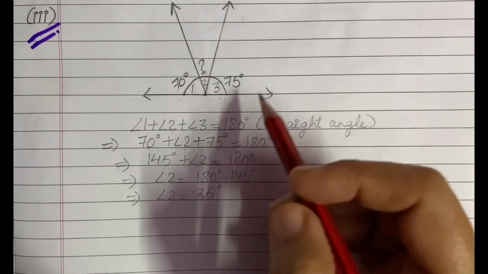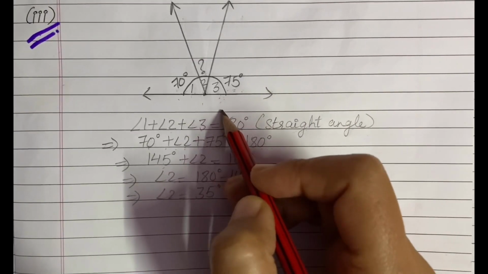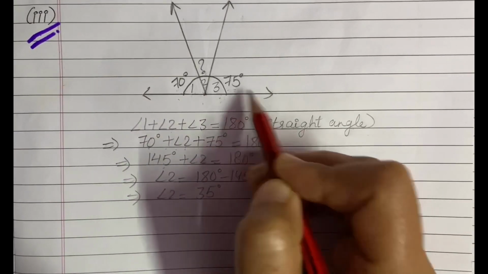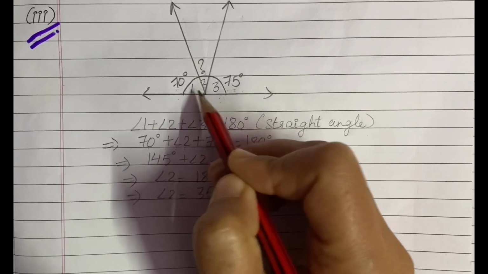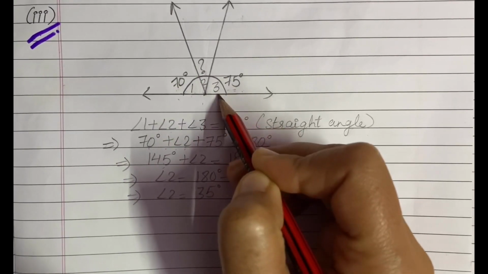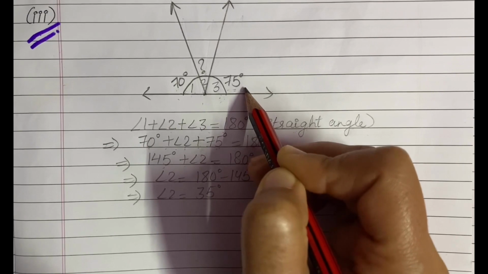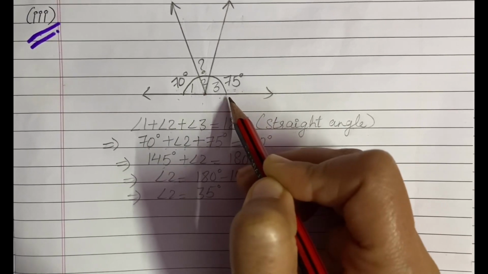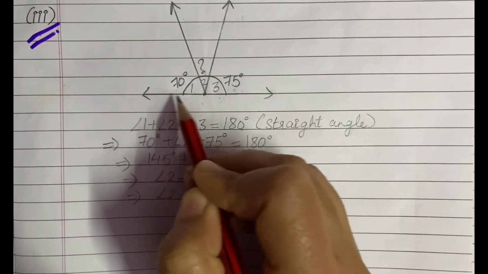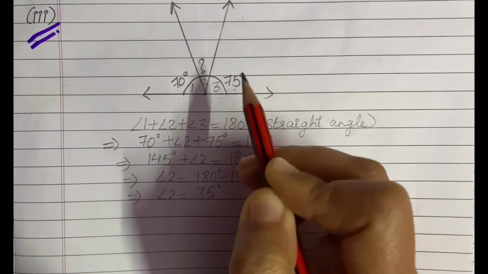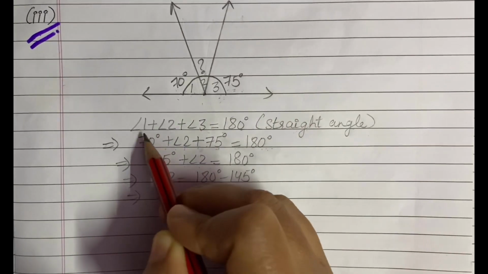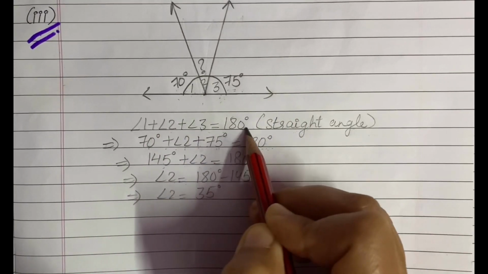Next is third part. Now students, here in this diagram you will see, on a straight line we have three angles. Angle 1 is 70 degree, angle 2 is question mark, angle 3 is 75 degree. Now in this we have to find the value of angle 2. You know that a straight line makes a straight angle and the measure of a straight angle is 180 degree. So this means angle 1 plus angle 2 plus angle 3 is equals to 180 degree.